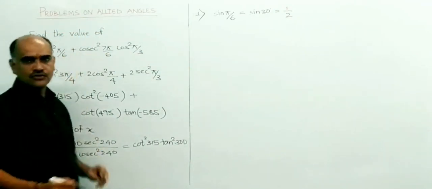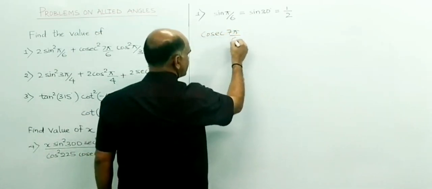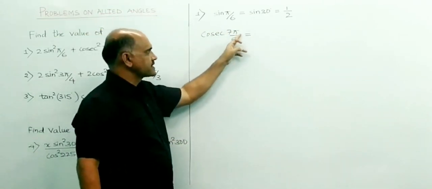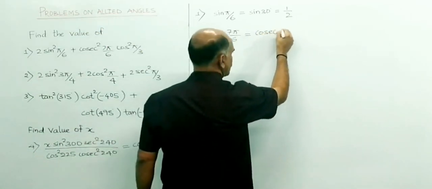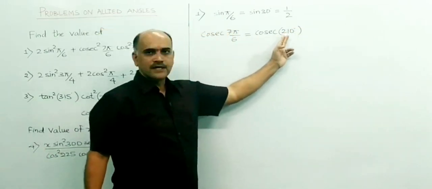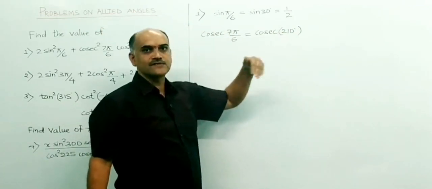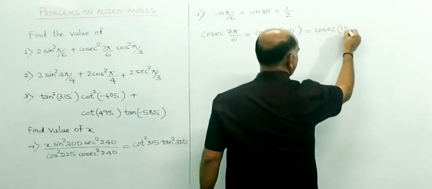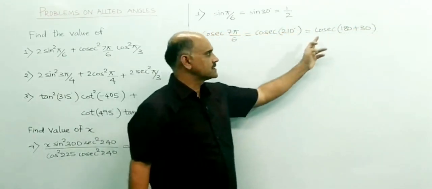Second, if I take cosec 7 pi by 6. So again you convert this into degree. Pi by 6 is 30. 30 into 7 is 210. So cosec 210. So if you see 210, it is near to 180. So 210 is written as 180 plus 30. So cosec 180 plus 30.